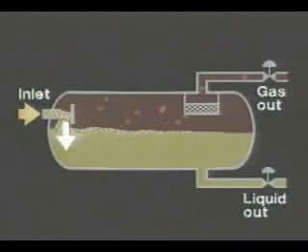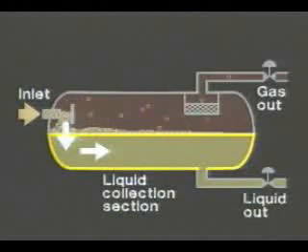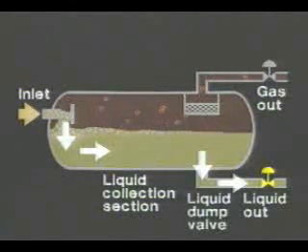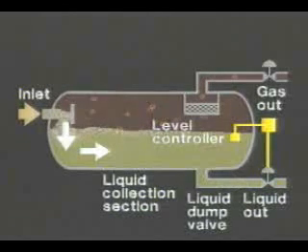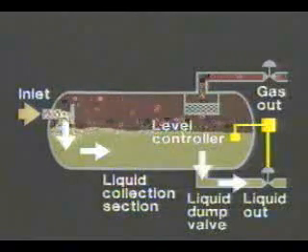The force of gravity causes the heavier liquid droplets to fall out of the gas stream to the bottom of the vessel, where the liquid is collected. This liquid collection section holds the liquid during the appropriate retention time required to let dissolved gas evolve out of the oil and rise to the vapor space. The separated liquid then leaves the vessel through the liquid dump valve, which is regulated by a level controller. The level controller senses changes in liquid level and controls the dump valve accordingly.